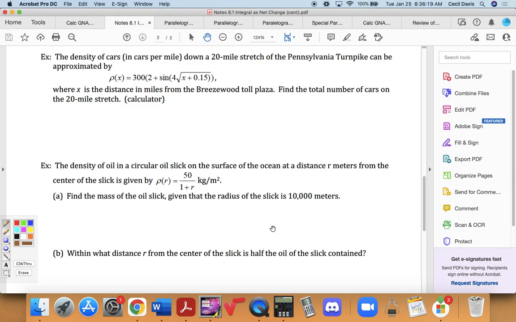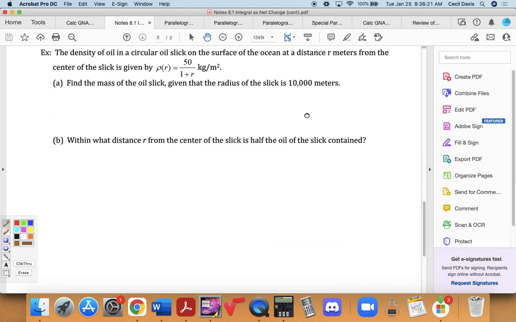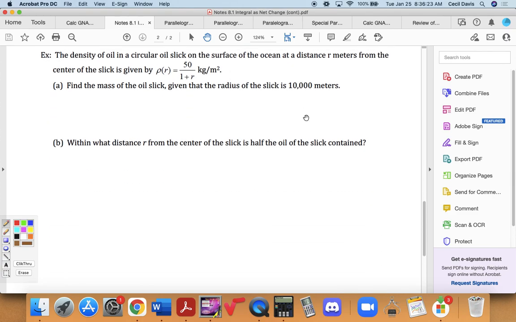All right. So let's look at this one. The density of oil in a circular oil slick on the surface of the ocean at a distance of r meters from the center of the slick is given by this expression, 50 over 1 plus r kilograms per square meter.